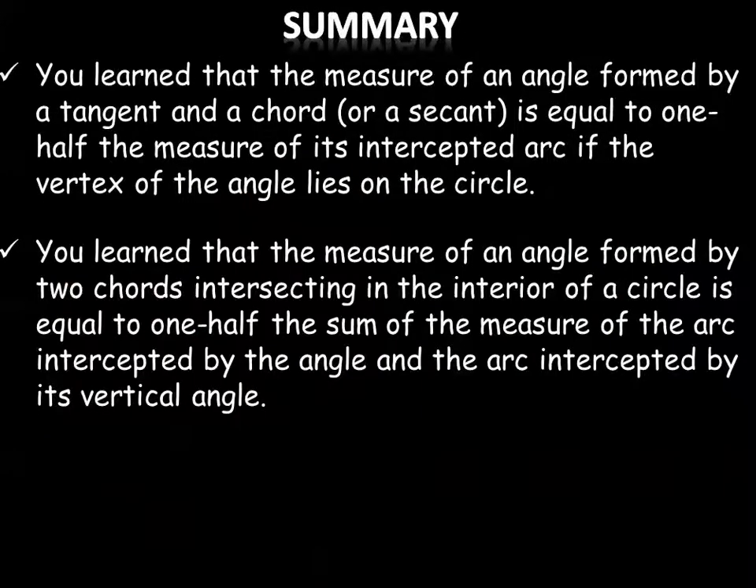Alright, so in today's lesson, you've learned that the measure of an angle formed by a tangent and a chord or a secant is equal to 1/2 the measure of its intercepted arc if the vertex of the angle lies on the circle. You learned that the measure of an angle formed by two chords intersecting in the interior of a circle is equal to 1/2 the sum of the measure of the arc intercepted by the angle and the arc intercepted by its vertical angle.